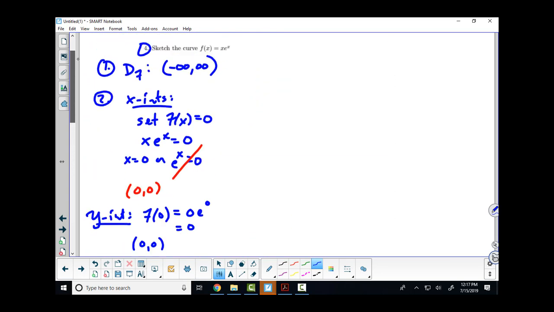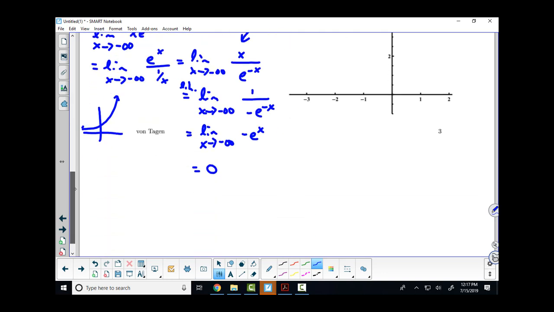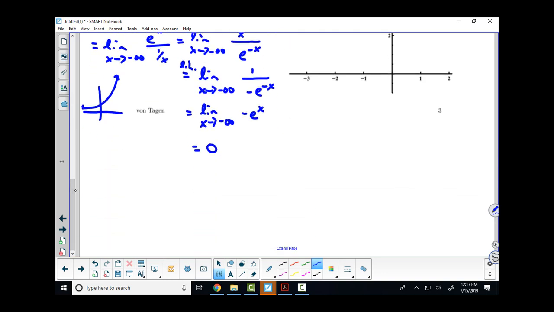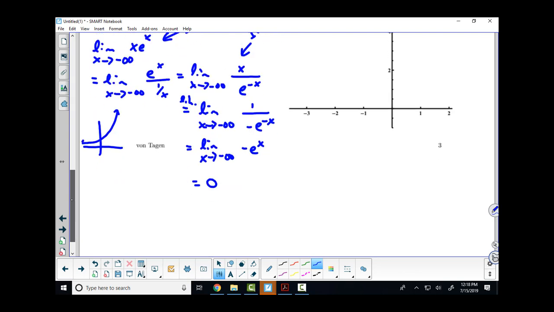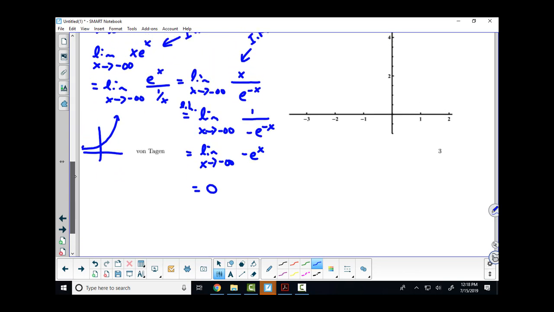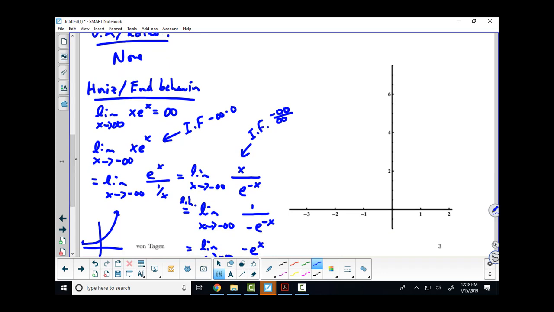Let's see here. I think we're on track. We did the domain. We found the x-intercepts. We found the y-intercepts. We looked for vertical asymptotes and holes. There were none. We did the horizontal asymptotes just now. And we found there's no horizontal asymptote as we went to the right. This function is just going to take off as we go to the right. But as we go to the left, as we plug in large negative numbers for x, this e to the x is going to drag us to 0.